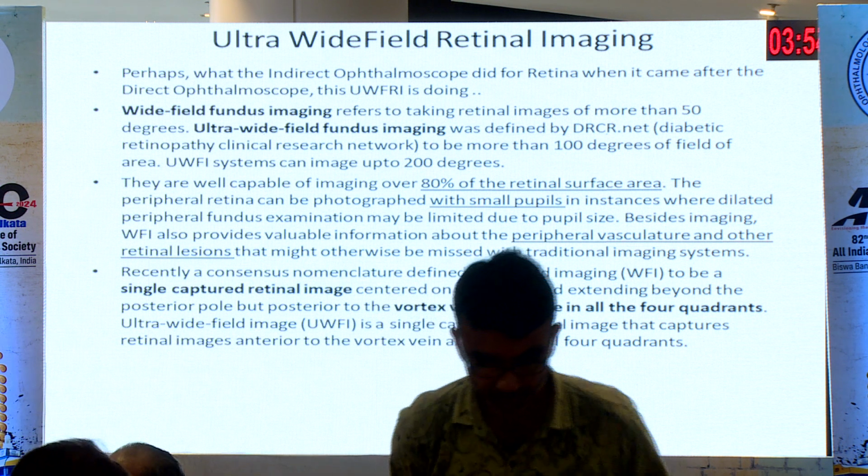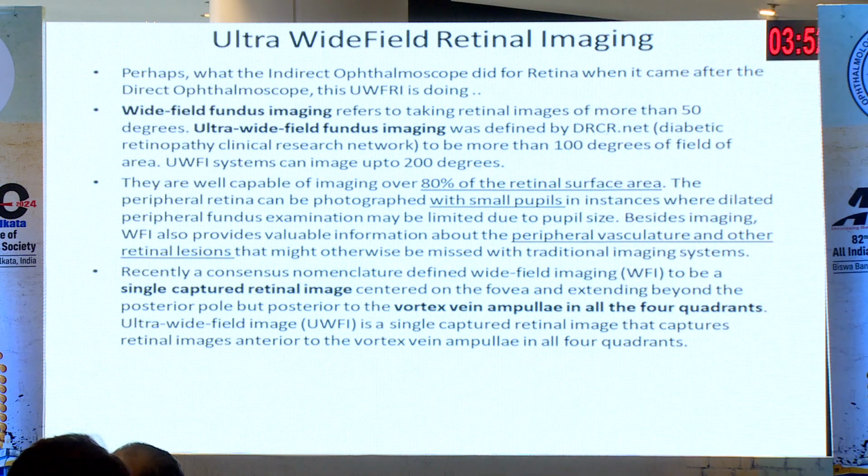Wide field goes from 45-50 degrees up to 100 degrees, and ultra wide field is up to 200. The newer definition is, if you can see all 4 vortex vein ampullae and beyond, then it is ultra wide field, and less than that is wide field. You can see more than 80% of the retina through these, even through small pupils, and make out the peripheral vasculature and other peripheral lesions.